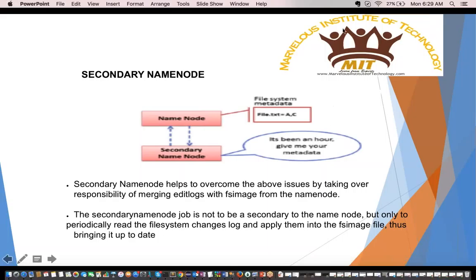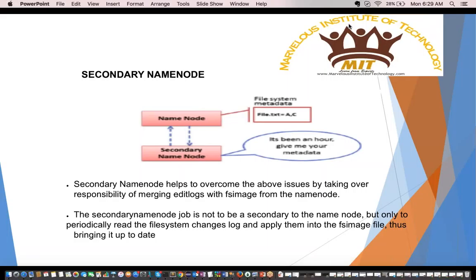Now, to reduce this time, we came up with a secondary name node. The same is called a checkpoint node. If anyone asks what is a checkpoint node, you can explain that it is the same as the secondary name node. Okay, what is it actually doing? Secondary name node is a separate machine. It can be in the same rack or in a different rack.